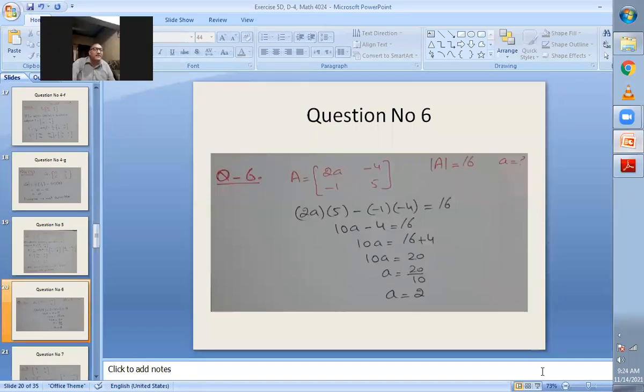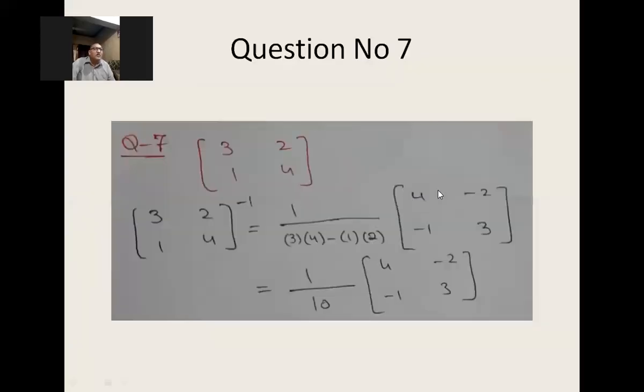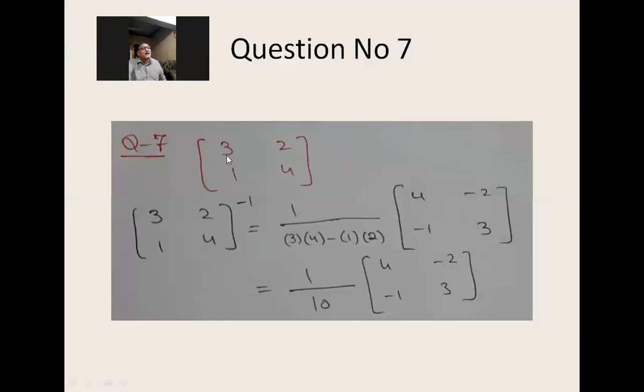So question number 7 is coming up. The first portion of question number 7 gave a matrix 3, 2, 1, 4, and I want to find its inverse. I am skipping some steps. If you want to find its inverse, it will be 1 by the determinant into the adjoint. Its determinant will be 3 into 4 minus 2 into 1.